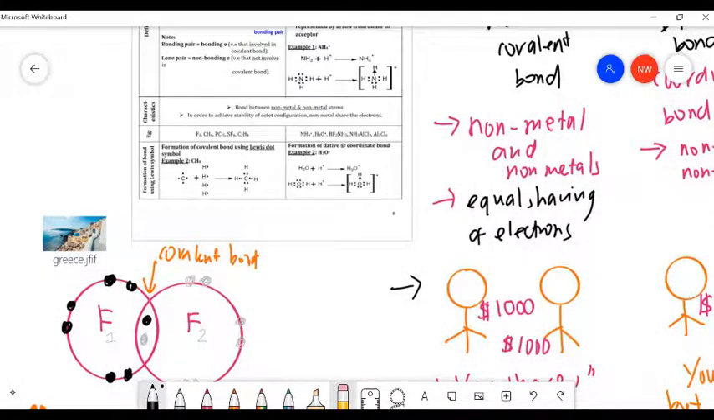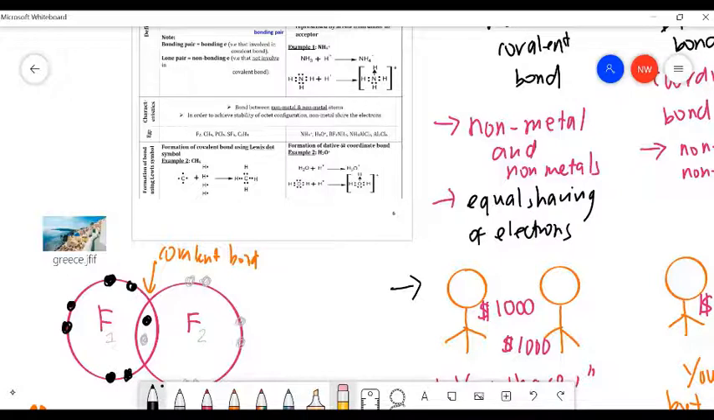Kita tahu carbon, carbon ada 4 valence electron. So hydrogen ada 4 biji. So hydrogen hanya ada single electron sahaja. So they both of them, carbon and hydrogen, share their electrons.